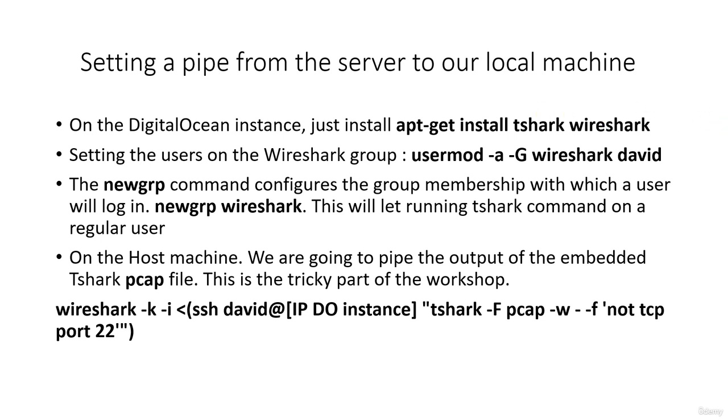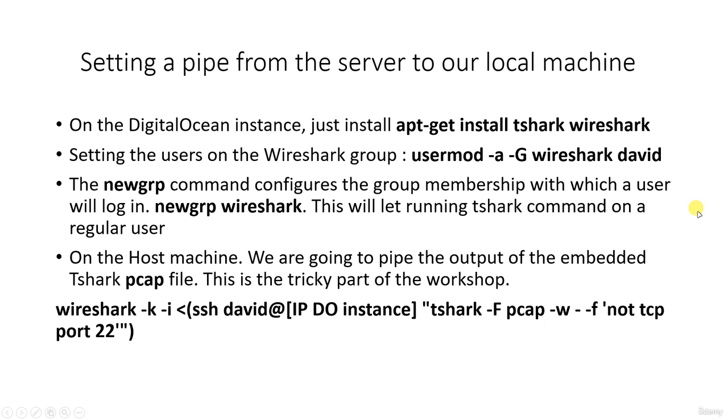Then what you have to do now is set the users in the Wireshark group, because you cannot run Wireshark as root. So just type this, usermod Wireshark as David, and then the newgrp command configures the group membership with which a user will log in. So newgrp wireshark is the group configuration. This will let you run the T-Shark command as a regular user.